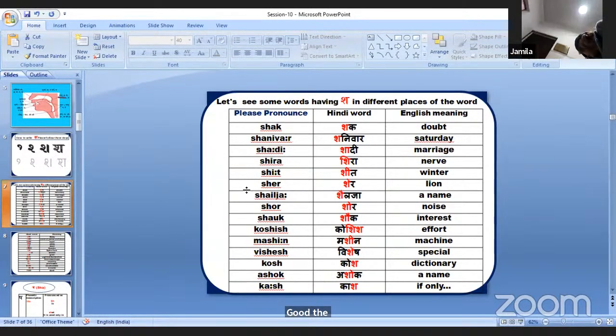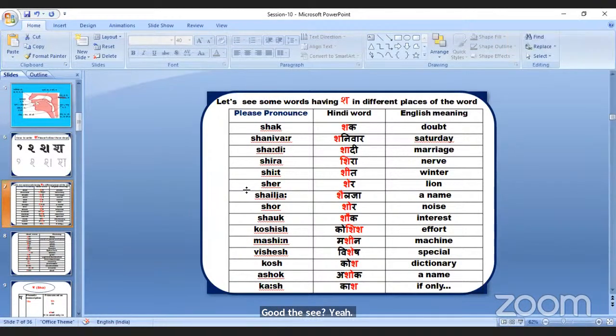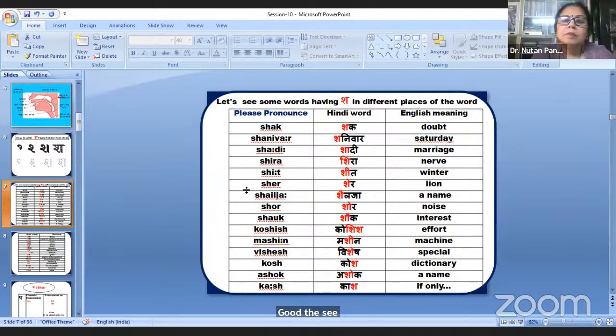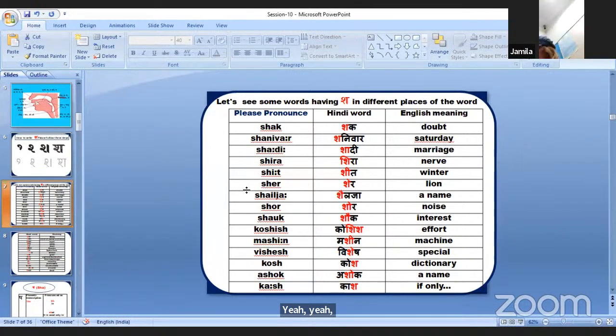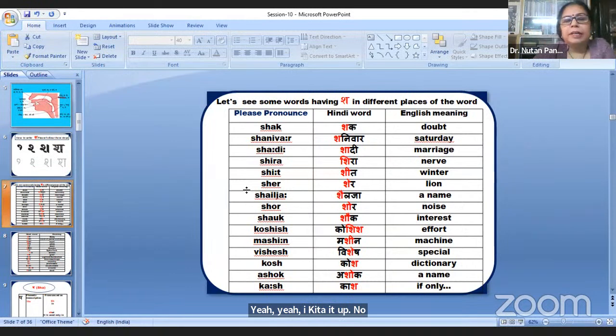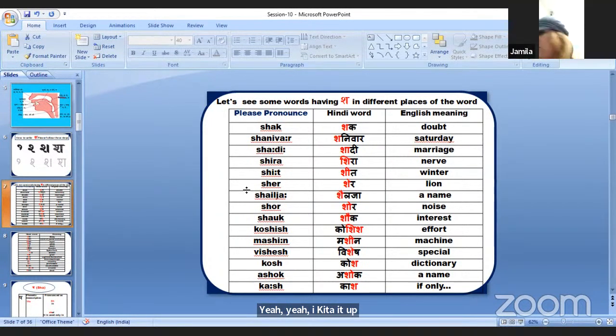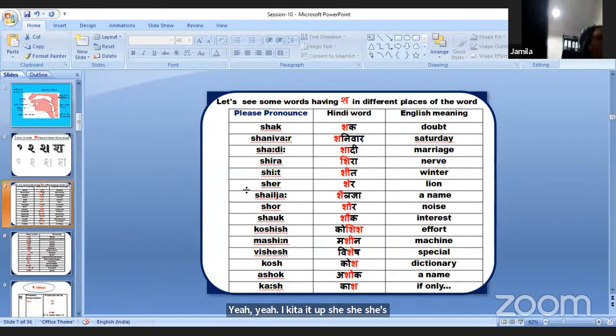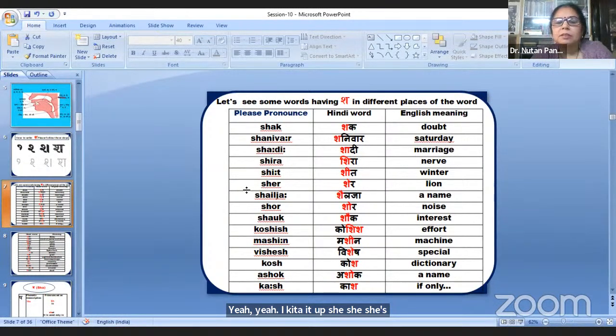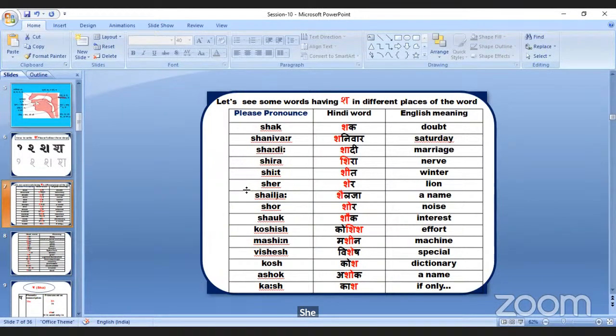The next is Shira. Shira is a nerve. Shira. Shira. The next is sheet. Sheet means winter. Sheet. Sheet. Sher. Sher means lion.